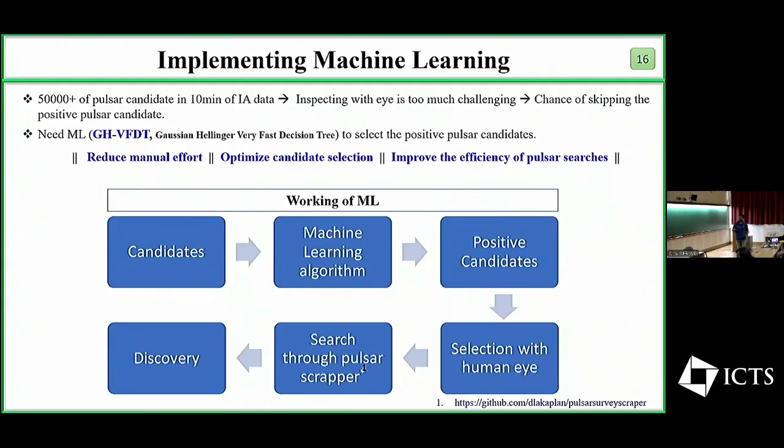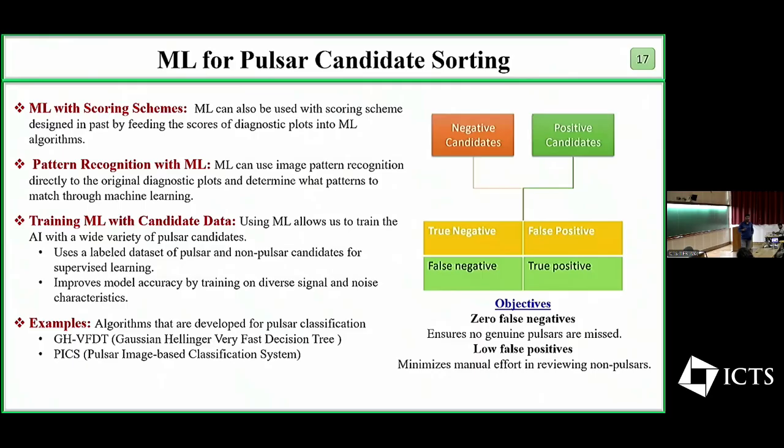What exactly will it do? It will take the candidates, apply the machine learning algorithm, and give us a list of positive candidates. Then we inspect them by eye and account for discovery. The machine learning uses a scoring scheme based on some algorithms, and it also uses pattern recognition. We have to train the machine learning with telescope noise, RFI and labeled data. Our main target is zero false negatives and very low false positives.